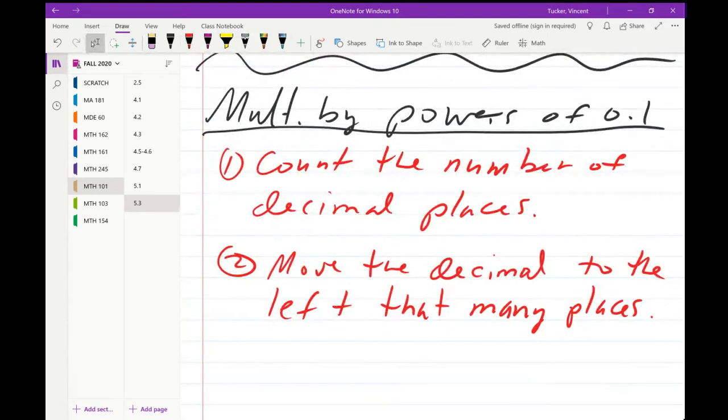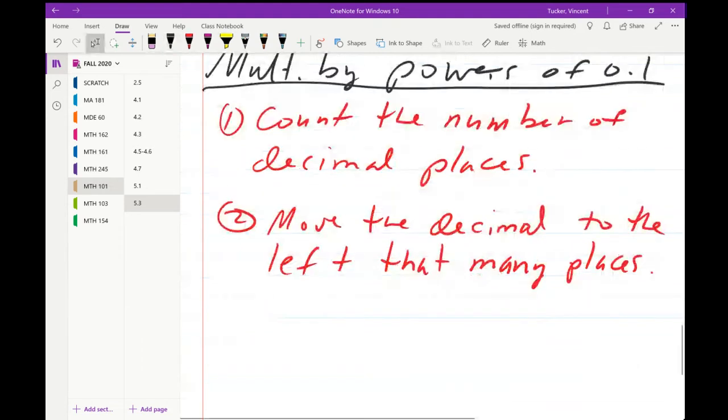All right, so this is going to be the opposite as far as the decimal movement. When we multiply by a power of 0.1 versus a power of 10, we can count the number of decimal places. So we have to be careful here. When we're multiplying by a multiple of 10, we didn't count the one as a reason to move. Here, when we're looking at the power of 0.1, that one is a part of your decimal places and will be counted. And also we're going to move to the left instead of the right.